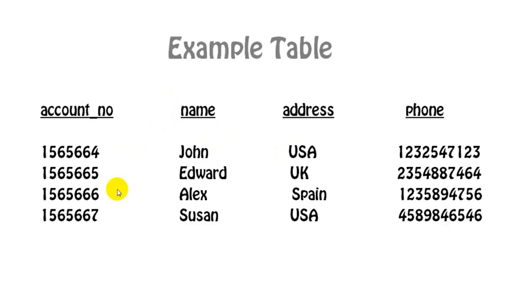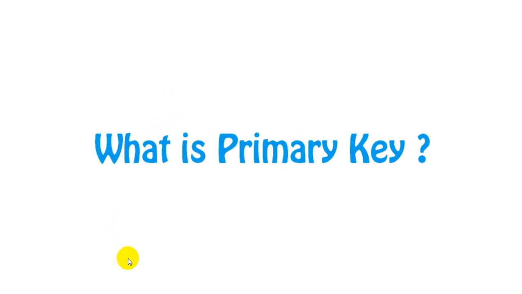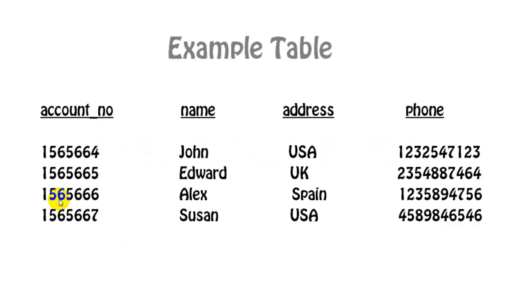Now I want to show you something called a primary key. Now let's see what a primary key is. A primary key is something that helps you to make your row or a record unique in a table. Let's look at the previous table. If you apply a primary key to this account number, then no two account numbers can be similar. That makes the whole row unique.